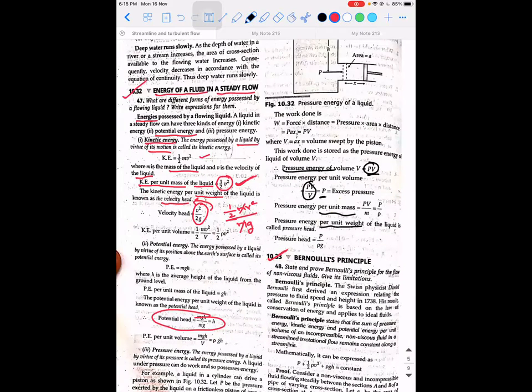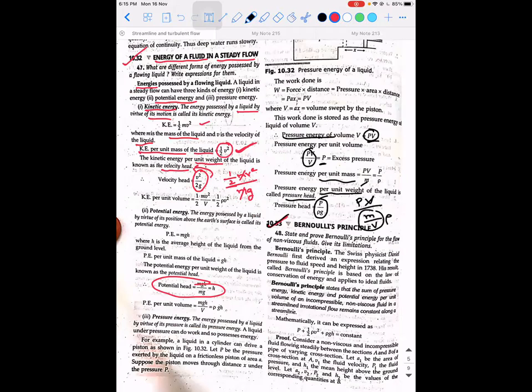Similarly, if you define pressure energy per unit weight, then that is what is called pressure head. So pressure energy per unit mass is PV divided by mass. So this V will come down. M by V is rho. So P divided by rho is what is called pressure energy per unit mass. Similarly, pressure energy per unit weight is called pressure head, which is P divided by rho g. Clear, guys? Are you clear? Yes, sir. Okay. So these are all the energies we are going to discuss in Bernoulli's theorem.